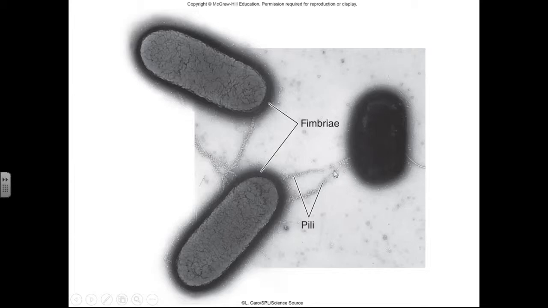And then we have these tubes connecting bacteria. These attach adjacent bacteria, and they are known as pili, and they are used to exchange cytoplasmic contents between adjacent cells.